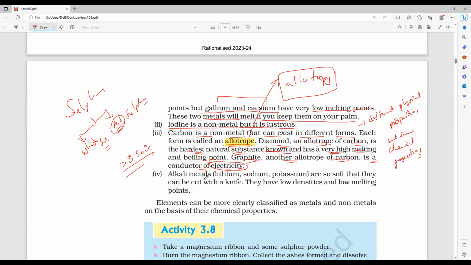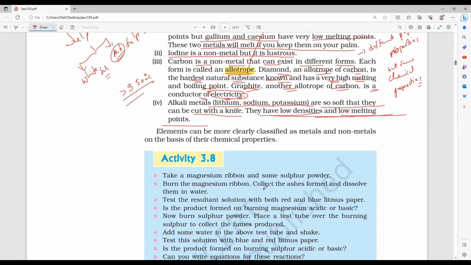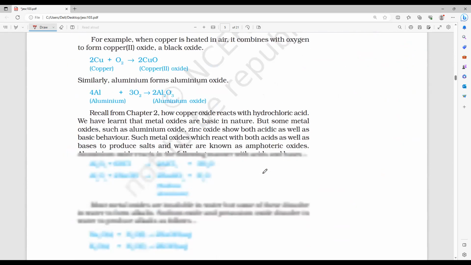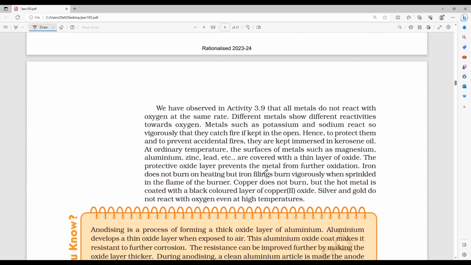Next, alkali metals like lithium, sodium, potassium are soft and can be cut with a knife, like non-metals. Basically, all metals have high density, but these alkali metals have what? Low density or high density? Everybody, low density and low melting point. So alkali metals are very soft and can easily be cut with a knife. That is what you have to remember. This is all about the physical properties of metals as well as non-metals.